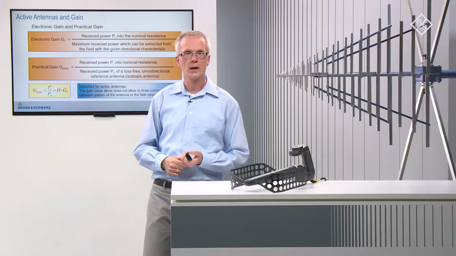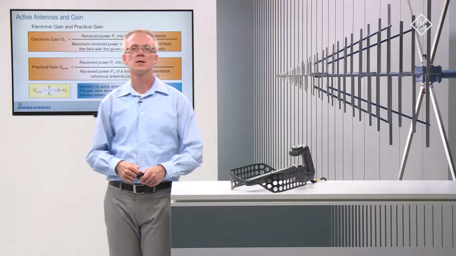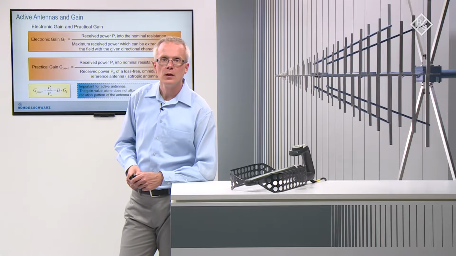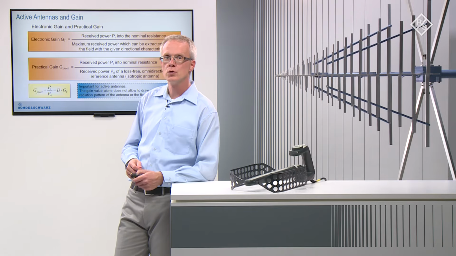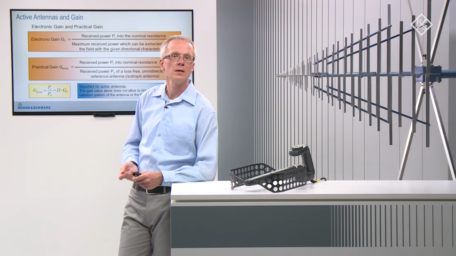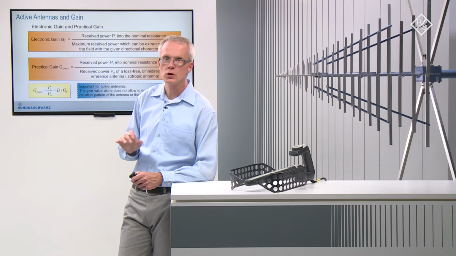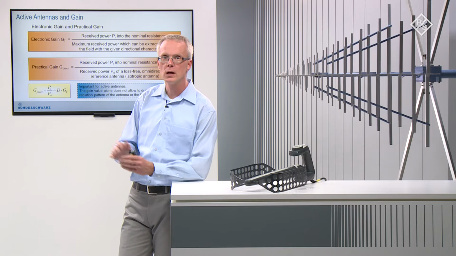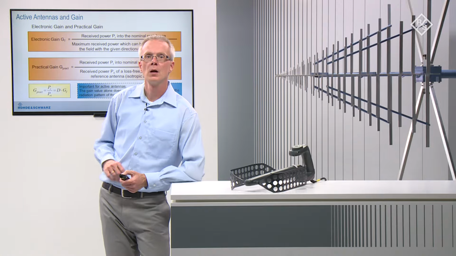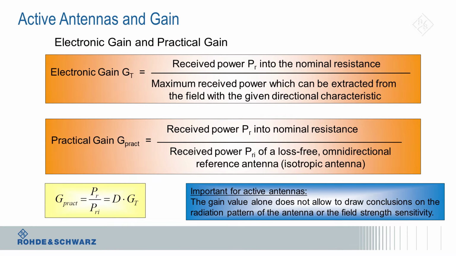Important to know regarding gain values of active antennas is the fact that it is impossible to draw any conclusion on the radiation pattern based on the gain value of an active antenna. In other words, we do not know how much an active antenna focuses its radiation into a certain direction. Consequently, we cannot determine the sensitivity of a system purely based on the gain figure of an active antenna.